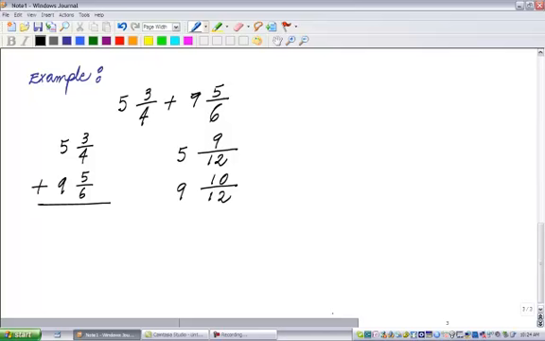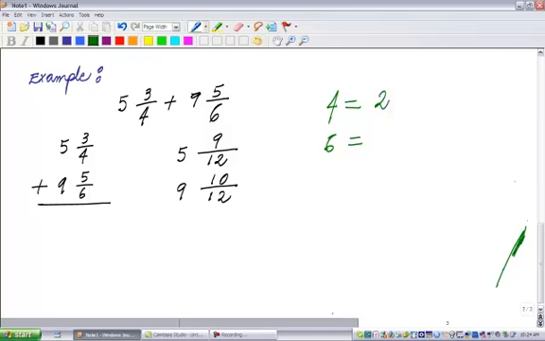Why 12? It's a common denominator, the least common denominator. Remember how to find the least common denominator? Let me do it separately, okay, with a green. What are the denominators here? 4 and 6. These are the denominators, right? How do I find the least common denominator?